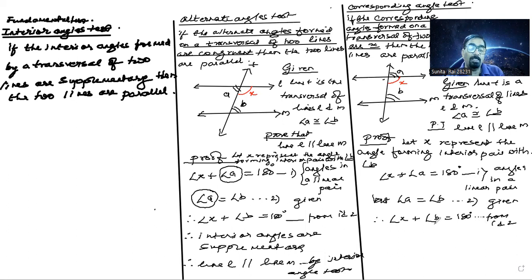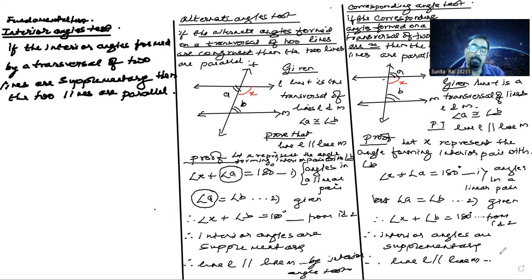Now X plus B is 180, therefore interior angles are supplementary. Therefore, I can say line L is parallel to line M by the interior angle test. It is the same identical proof for both.